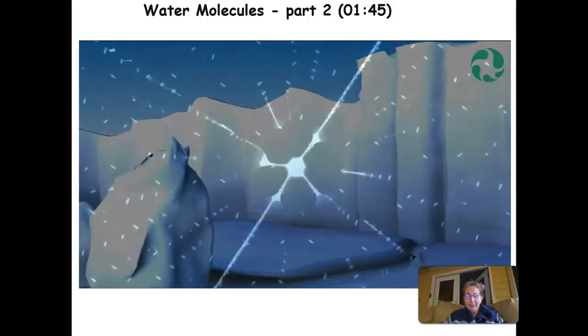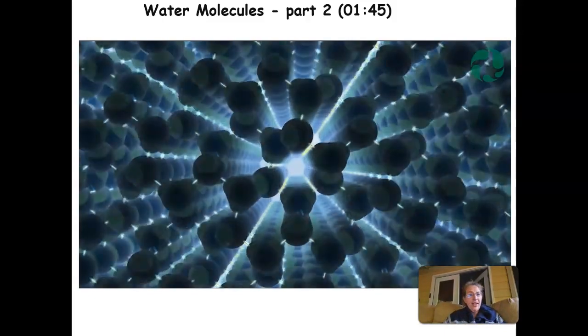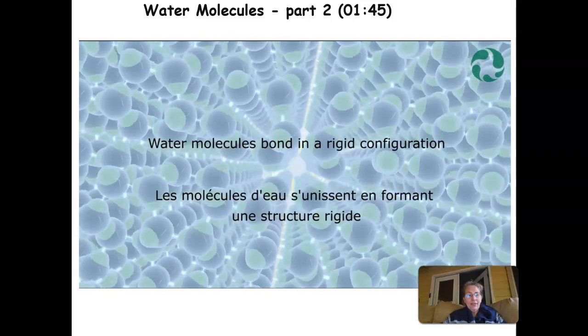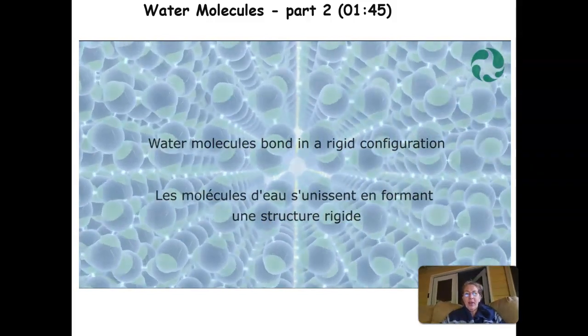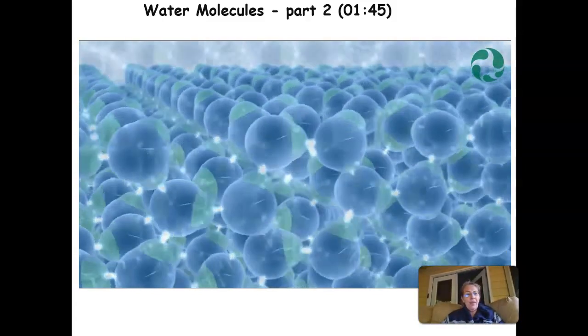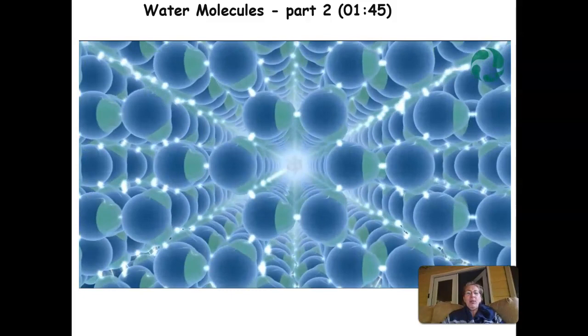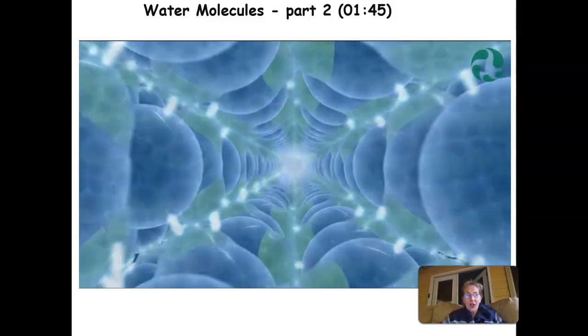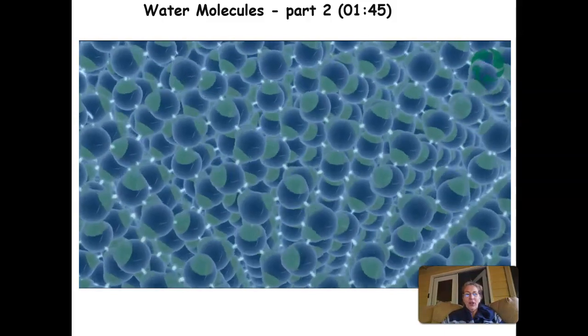In the solid state, the molecules arrange themselves in a lattice or in a very organized way, and they actually spread out due to that property of water that we'll talk about later. But that makes solid water less dense than liquid water.